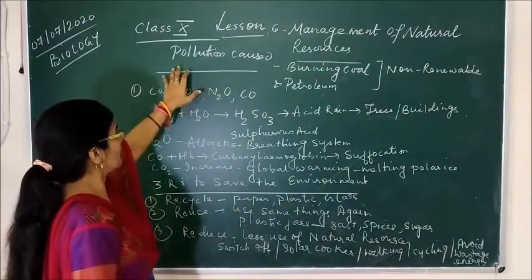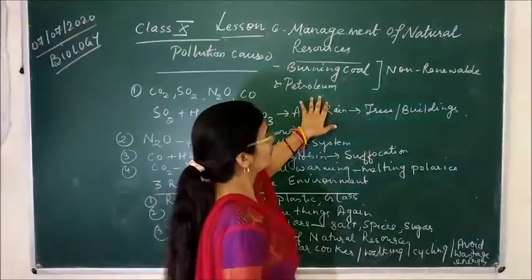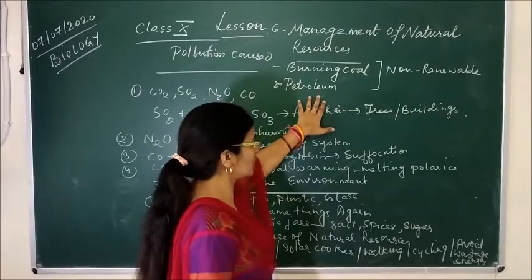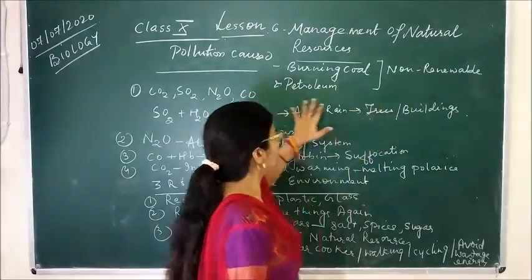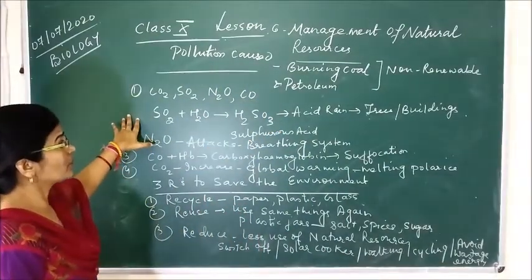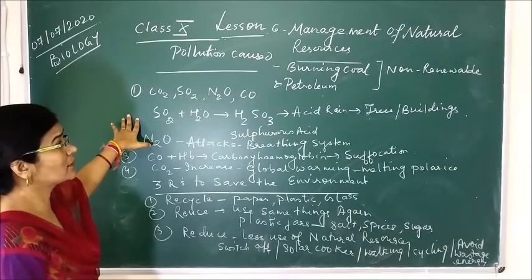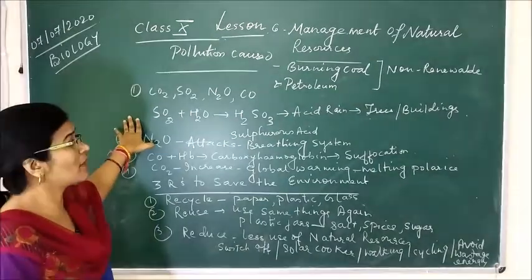So, let's study about the pollution caused by burning coal and petroleum. We all know that coal and petroleum are non-renewable resources. They cannot be renewed again and again, and their stock is limited on our earth. And the most important thing is that the burning of coal and petroleum causes pollution in the environment.